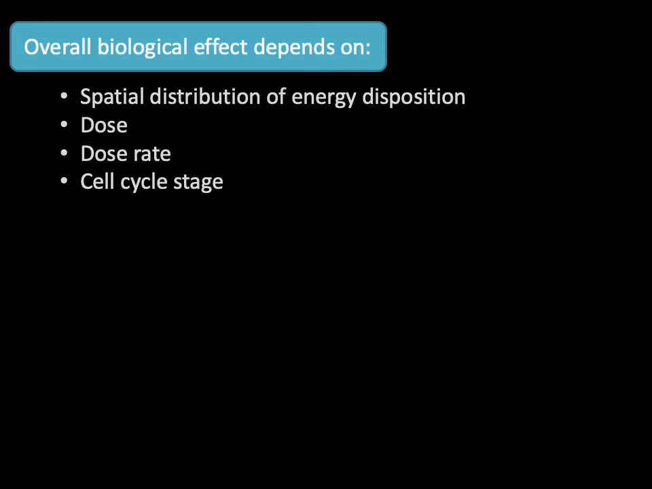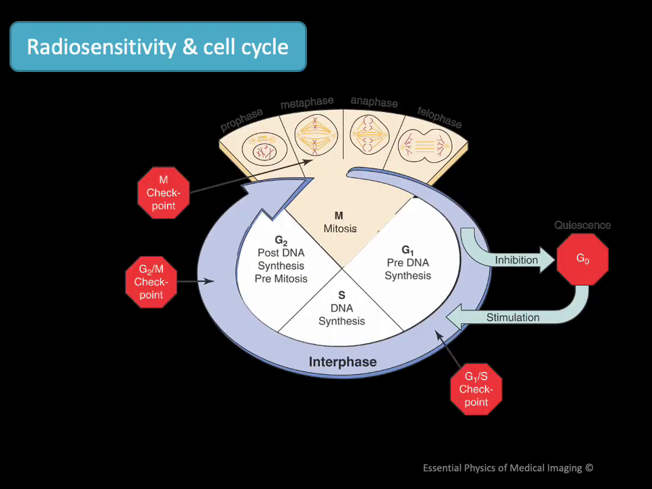The effect of radiation on a cell also depends on the cell cycle stage at the time of irradiation. Progression through the cell cycle is regulated by cell cycle control genes at various checkpoints, indicated here by the red stop signs. For example, the G1 checkpoint ensures that before DNA synthesis, the cell is healthy, including checks for the size of the cell, the availability of necessary nutrients, and the stability of DNA.